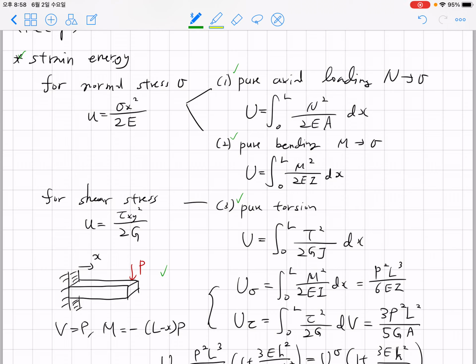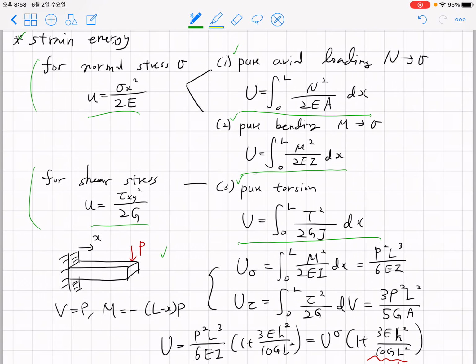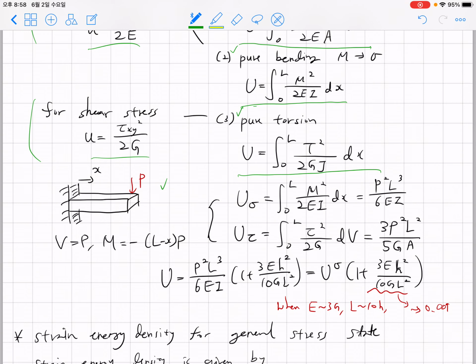So here we first discussed the strain energy density, or strain energy per unit volume, for normal stress and shear stress problems. And given this strain energy density, we were able to derive the expression for strain energy of the beam under bending, strain energy of the beam under torsion, and then we also considered a general beam deflection problem where we have both non-zero V and non-zero M, so that we have two components: strain energy from normal stress and strain energy from shear stress.